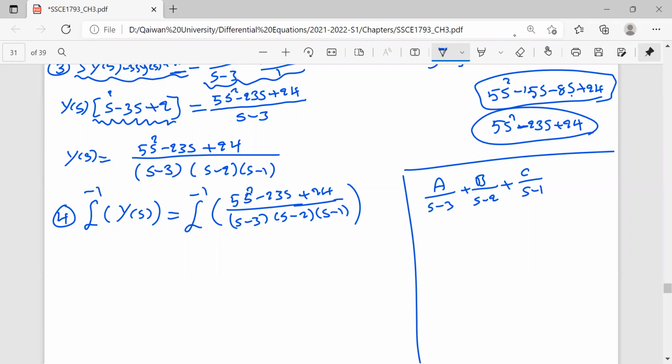Now, we are going to find the common denominator here. The common denominator is s minus 3, s minus 2, s minus 1. It's their multiplication. The multiplication of all denominators is the common denominator.